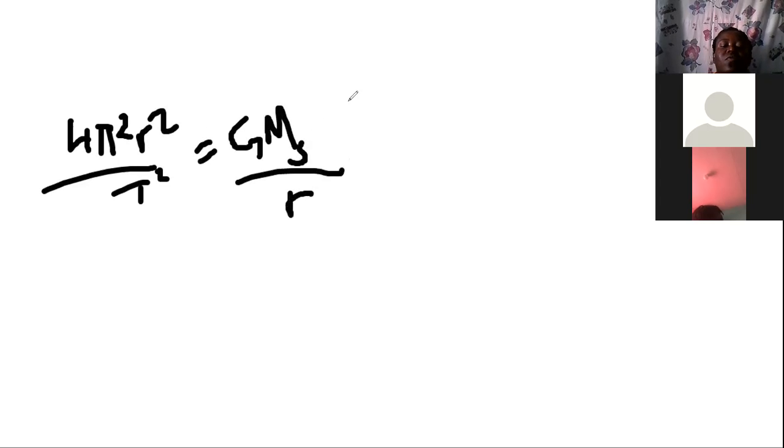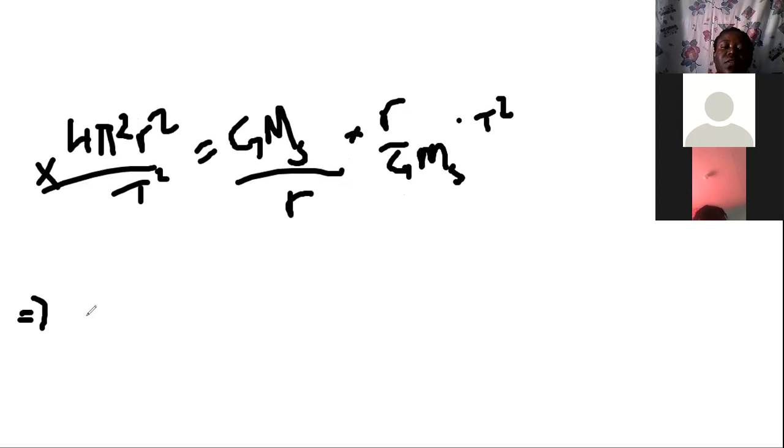So if we multiply on this side with the inverse, it means we multiply on both sides by r over G M sun times the time squared. So we do the same also here. We multiply with the same thing over this side. Then we get here that the 4 pi squared times r cancels out, one of that r cancels with that one, then only left 2.